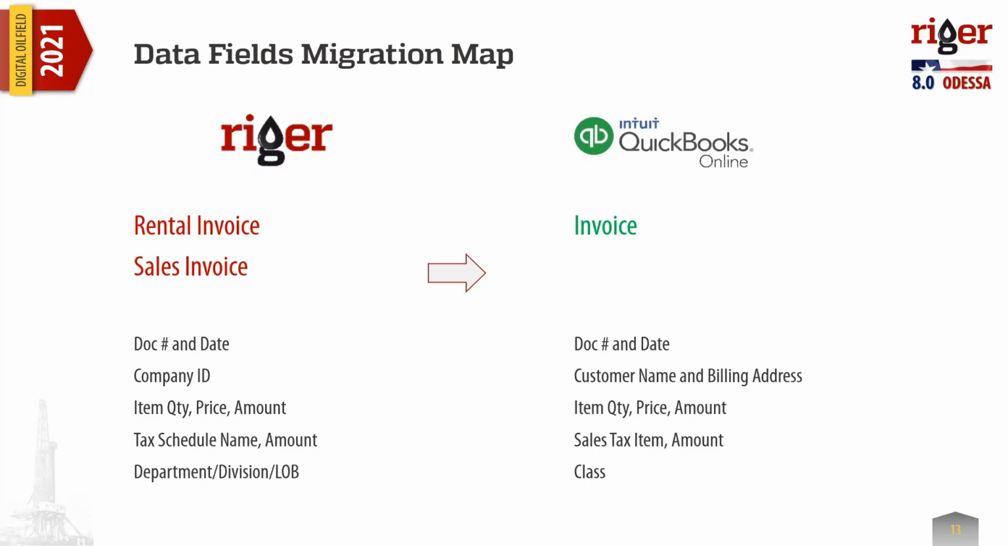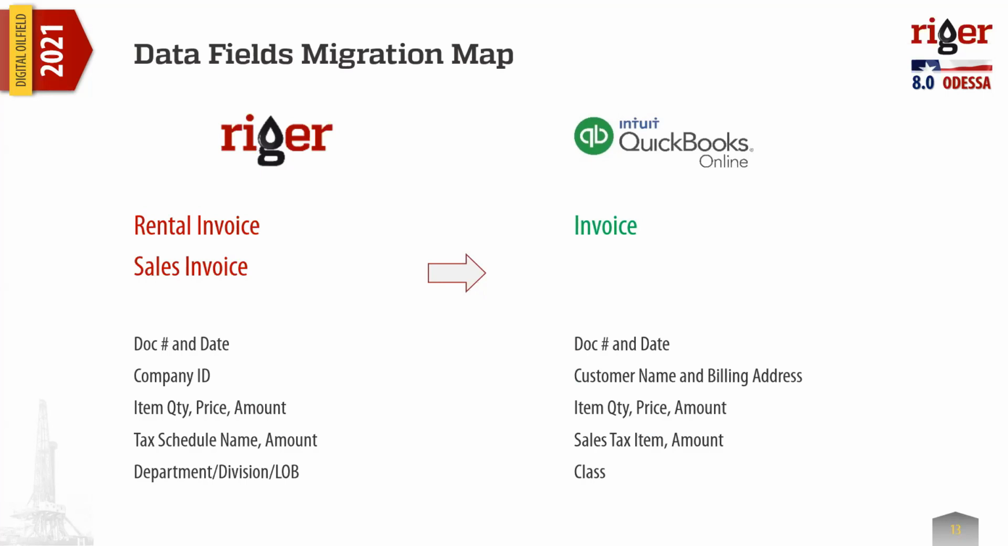Then coming down to the revenue amounts, we send from RigER the revenue item quantity, price, and total amount. So it will be exactly reflected in the QuickBooks invoice as it is in RigER.